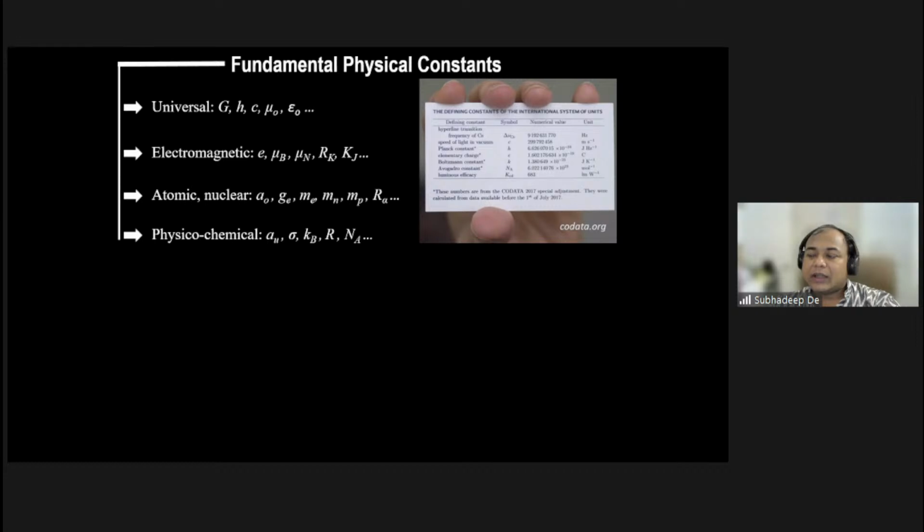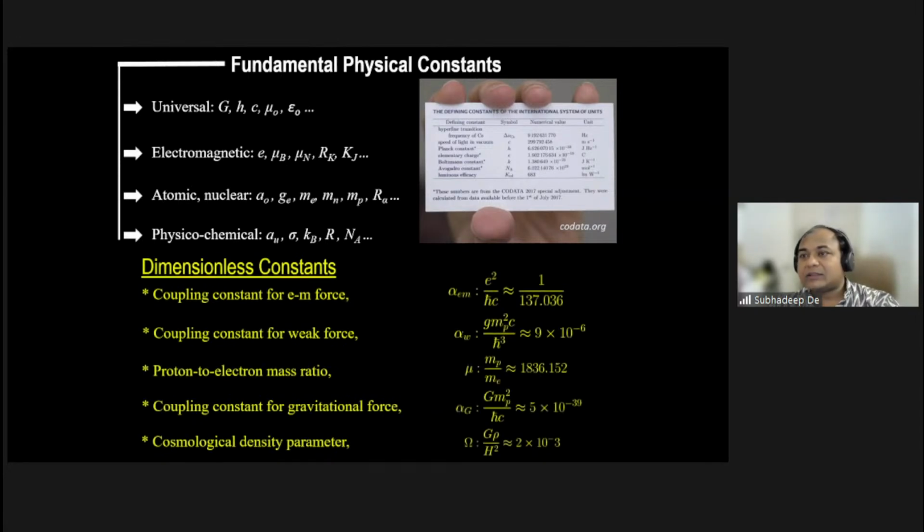Instead, if we have some constants which are dimensionless, basically which are independent of the scale that you are using, then that does not depend on how accurate or inaccurate your scale is. So measuring the constancy of such dimensionless constants would be much more efficient from fundamental science aspects. And there are several dimensionless fundamental constants.